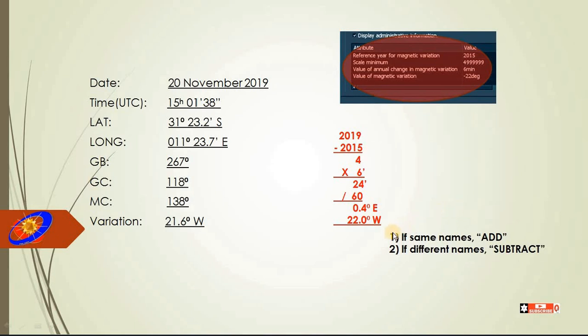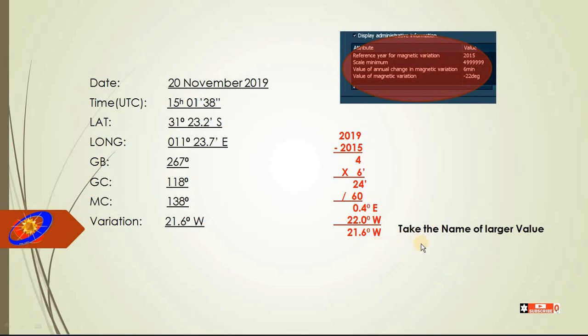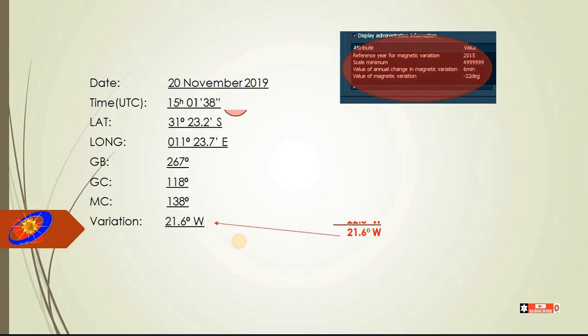Of course, we have rules here. If same names, add. If different names, subtract. So we have different names, so we subtract. And we get 21.6 west. Okay, for the naming of this, just only take the name of the larger value between these. And this is it. This is how we come up with this value, 21.6.